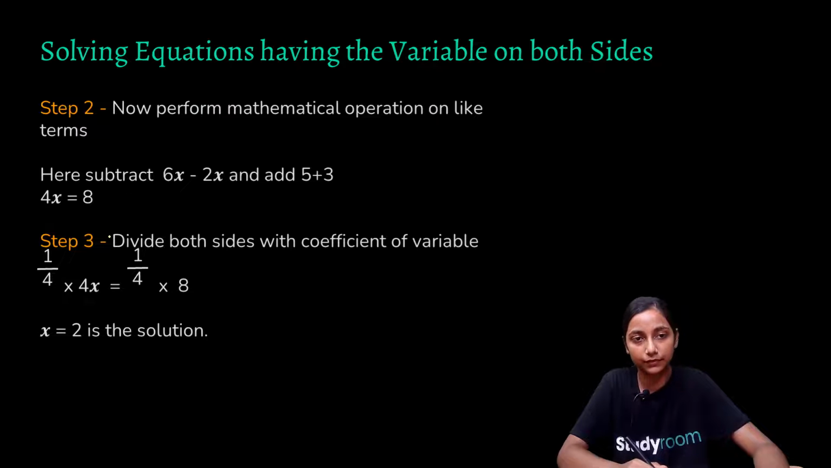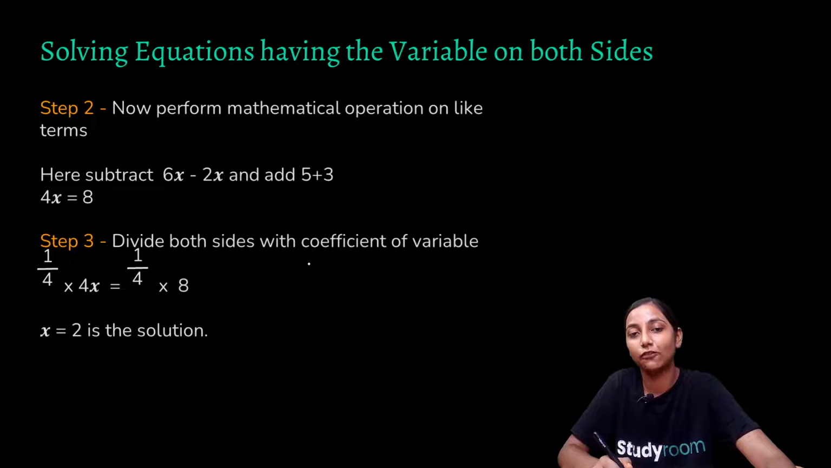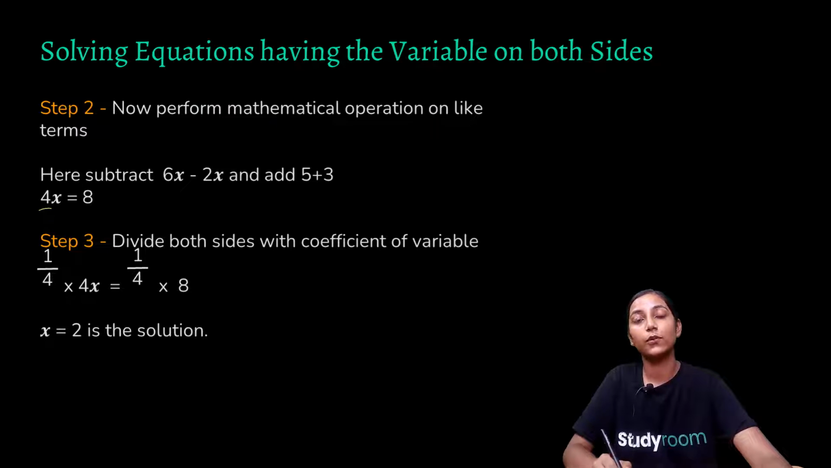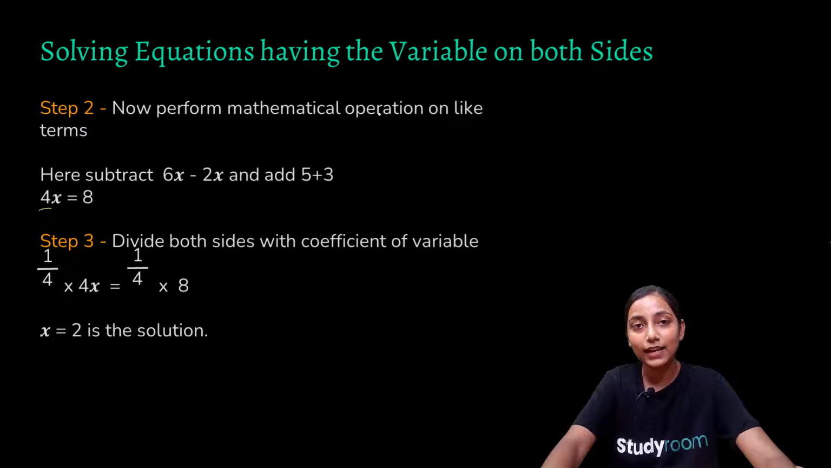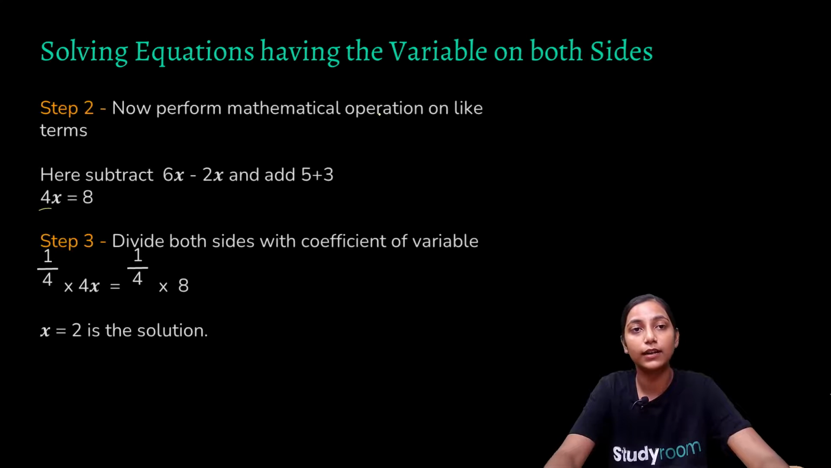What is our step number 3? In step number 3, we are going to divide both sides with the coefficient of variable. So the coefficient of our variable here is 4. So we are going to divide both the left hand and the right hand side by number 4. It becomes 1 by 4 into 4x equals to 1 by 4 into 8, and the answer comes to be x equals to 2. So x equals to 2 is the solution of this equation that had variable on both the sides. So these are the three steps that are included in solving equations having variables on both the sides.